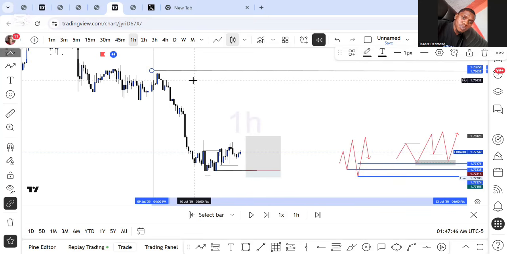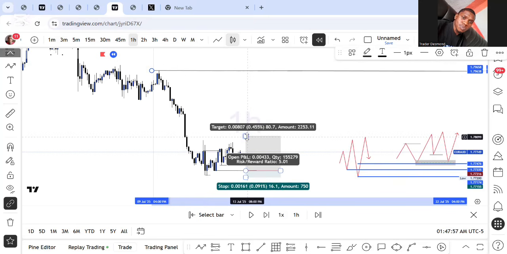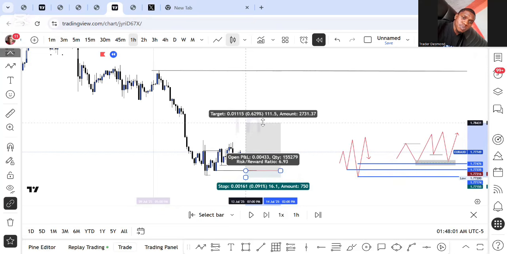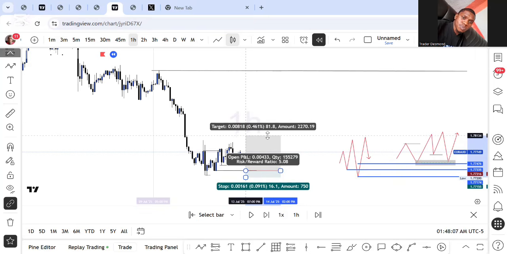Price hunts for what? Liquidity, moving from a particular liquidity to another particular liquidity. That's how the market moves. That's what drives the market, right? So now we can equally target this guy here, or we can equally target our normal 6 or 5 RR, or you can target what? The 50% of the range.